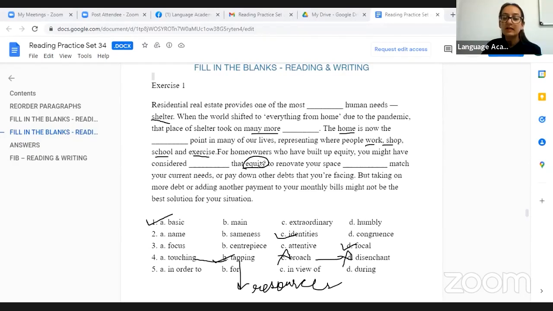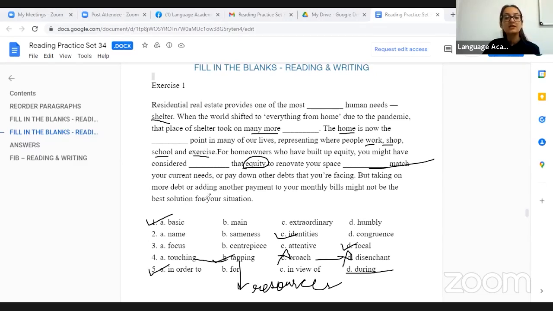Considered tapping that equity to renovate your space dash match your current needs. So that is the same thing that I said. They are using that money to renovate your space. Why are we doing that? Dash match your current needs. For comes with matching, for matching current needs. In view of is kind of conclusion, like in your essay, we have this, in view of the arguments outlined above. So in view of means concluding. During comes with a time period. We are not talking about any time period after the blank. So we'll go with in order to, which means this is the purpose for using the money, for using the equity. The purpose is matching your current needs. So it will be in order to match your current needs.